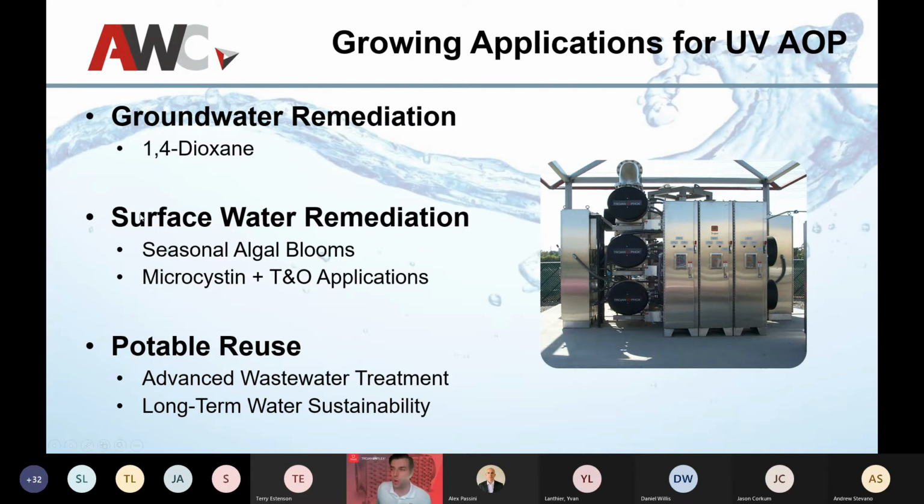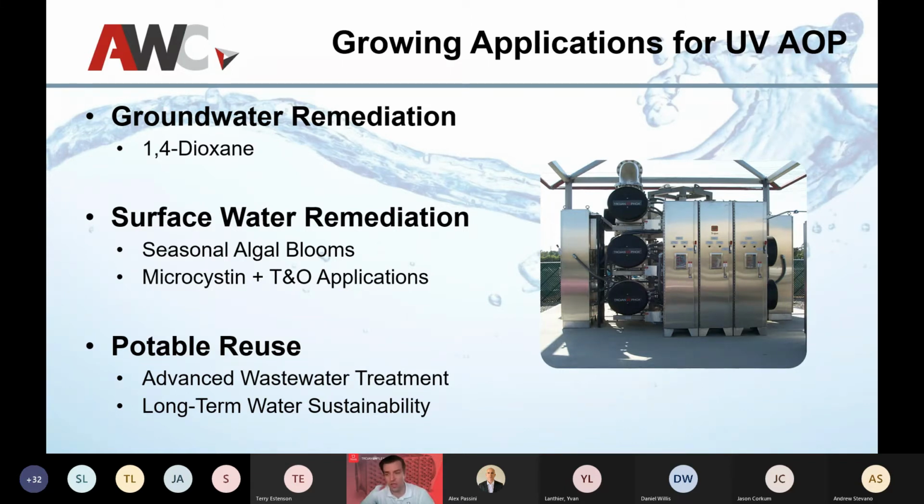In addition, we have surface water remediation. A good example would be drinking water plants drawing from lakes and rivers that have seasonal issues with algal bloom. So if you hear things like algal toxins, microcystin, taste and odor causing compounds, this is a good example of what UV AOP can be used for in a surface water application.